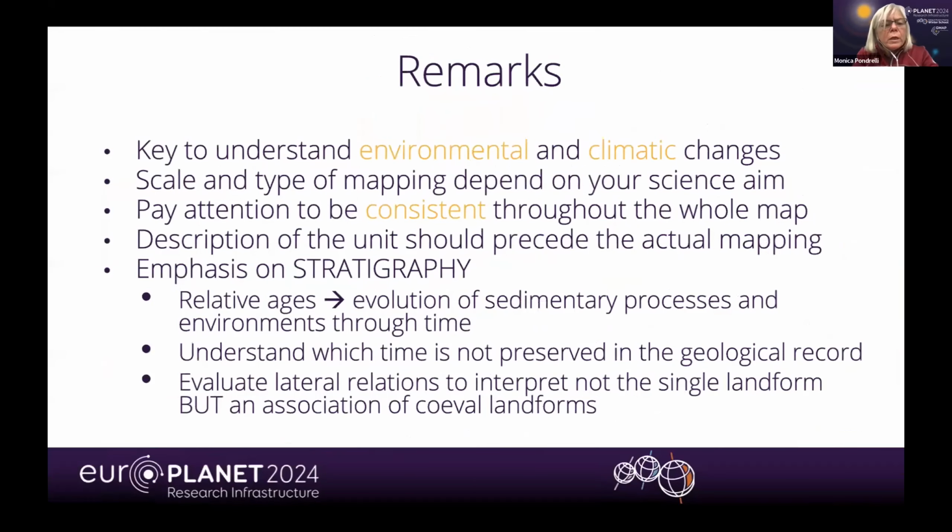So very quickly, sedimentary deposits are the key to understanding environmental and climatic change. You should decide your scale and the type of approach of your mapping depending on what you want to do, what your science goal is. In any case, pay attention to stay consistent throughout the whole map. First, describe the units, then start to map, and always pay attention to stratigraphic relations between the different units.